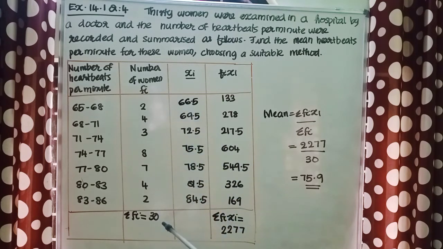Fi column sum is 30. Fi Xi column sum is 2277. Mean equal to sigma Fi Xi whole divided by sigma Fi, that is equal to 2277 by 30, that is equal to 75.9.